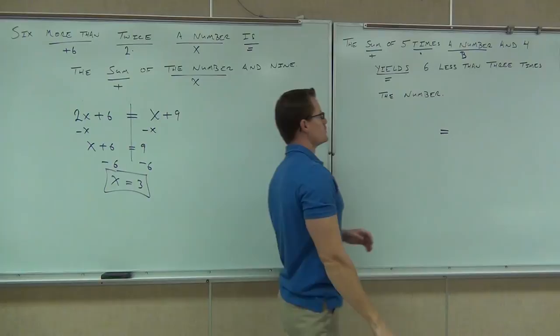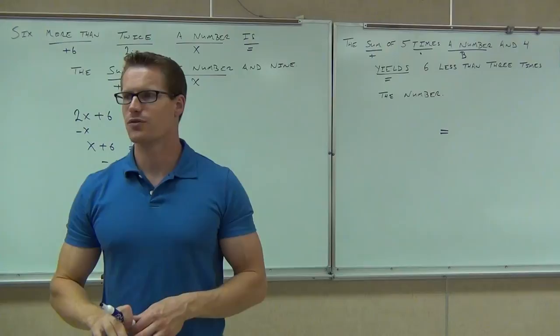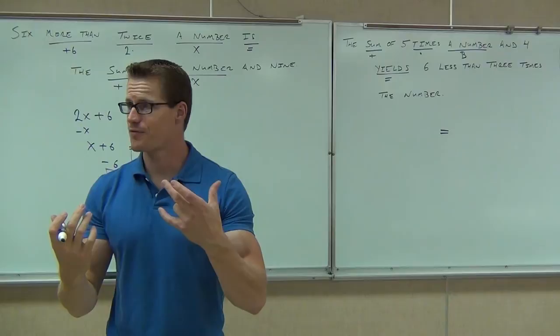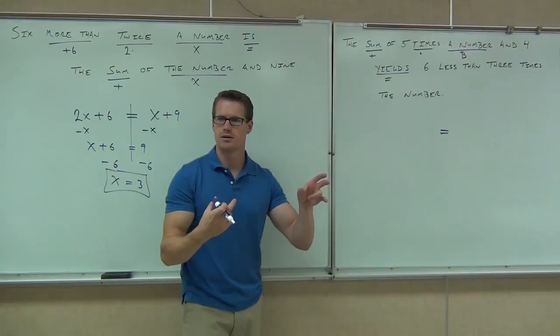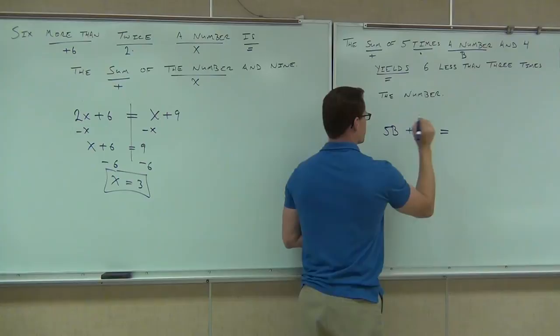Let's work on that first part. The sum of 5 times a number and 4, it's written in the appropriate order for us. Sum of 5 times a number and 4 means 5 times the number is going to go first and 4 is going to come second. What comes first on the left-hand side? 5B plus 4. Perfect. 5 times a number plus 4, or the sum of 5 times a number and 4. We got the left side down correctly.